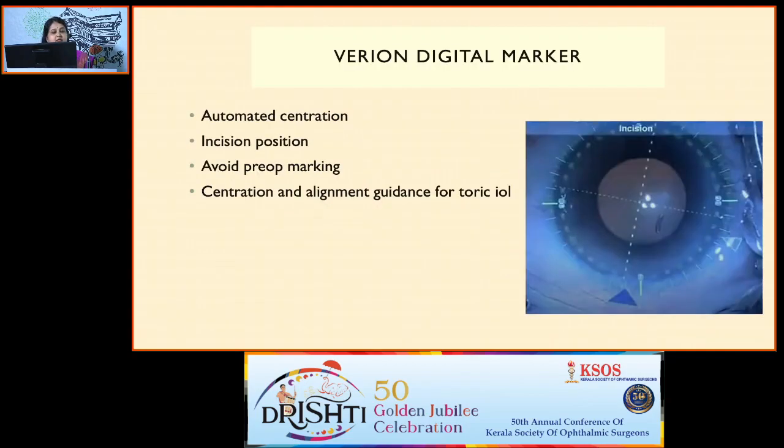So to avoid these errors, there are automated methods. The automated methods use the Verion digital marker, which provides more information: it gives automated centration and the incision position, and you can avoid the pre-op marking. It also provides centration and alignment guidance for toric IOL. Thank you.